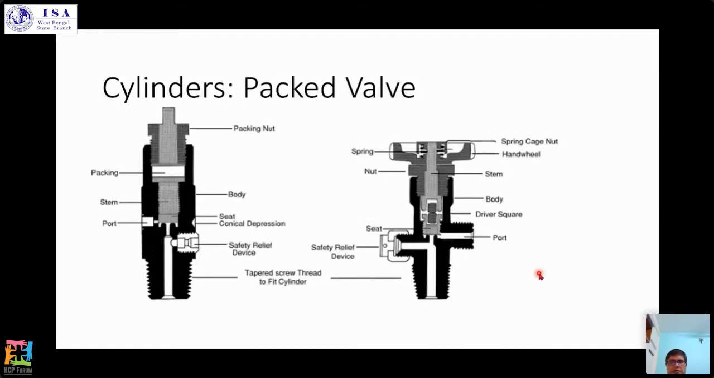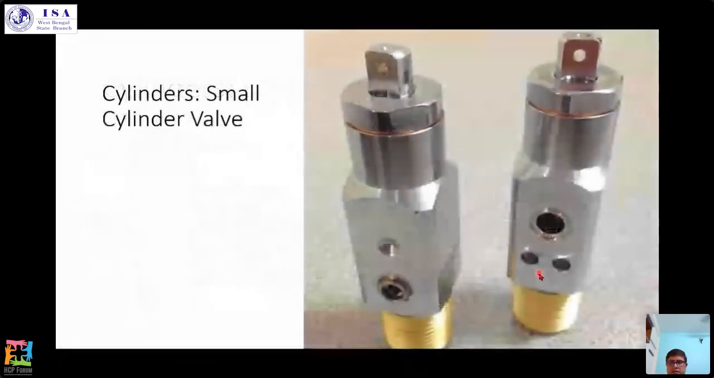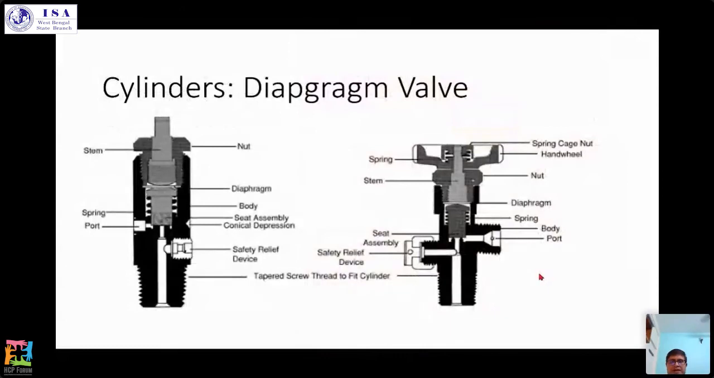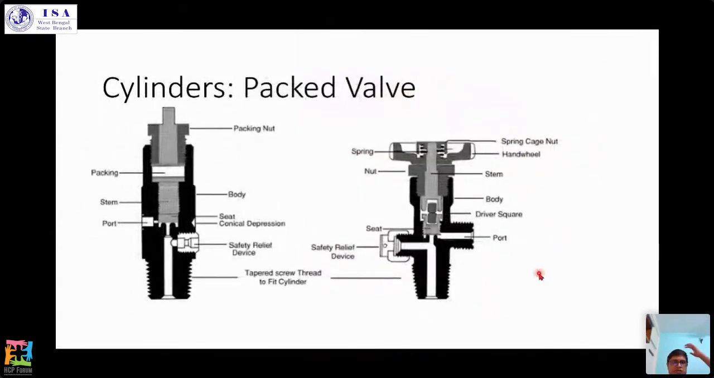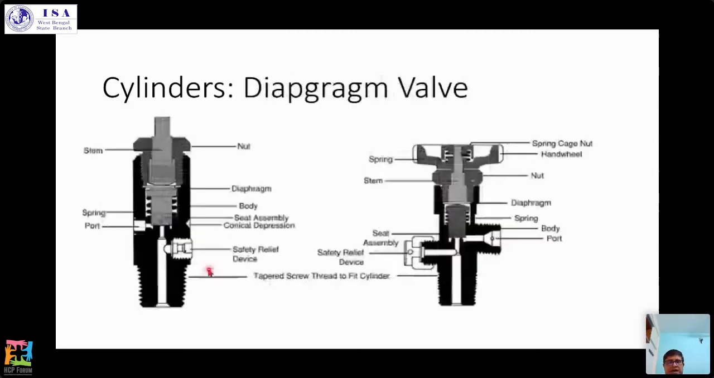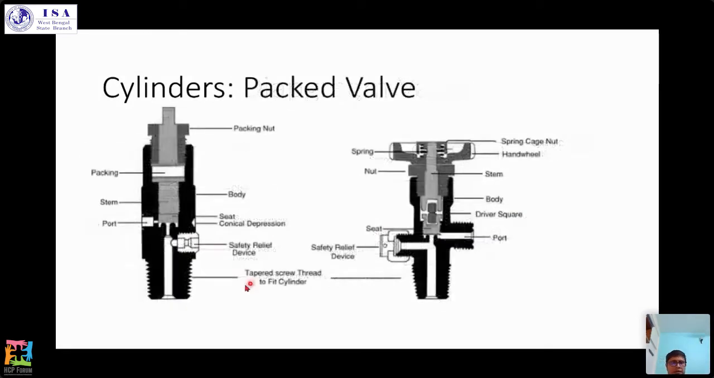So this is a packed valve. The packed valve and diaphragm valve differ basically in the mechanism. In the packed valve, there is a packing material, usually made of Teflon, through which pressure is exerted and it closes the valve. Same here, but in case of a large format valve, there is a driver square kind of thing here, and this presses down and this causes the seal here. And in case of a diaphragm valve, there is a diaphragm here. The rotating of the stem pushes the diaphragm down, which seals off the gas outflow.